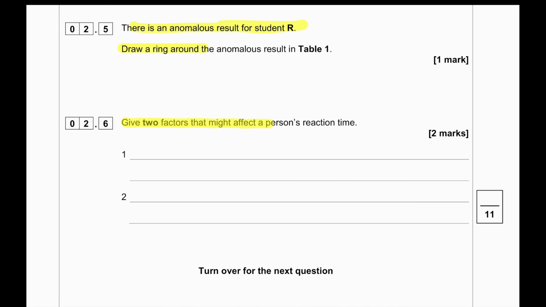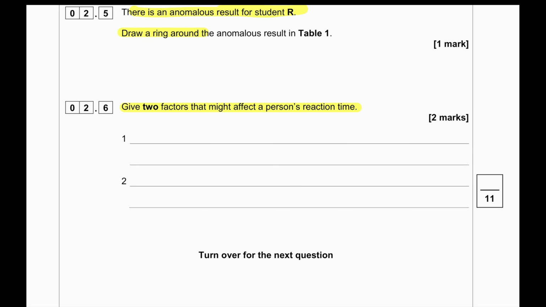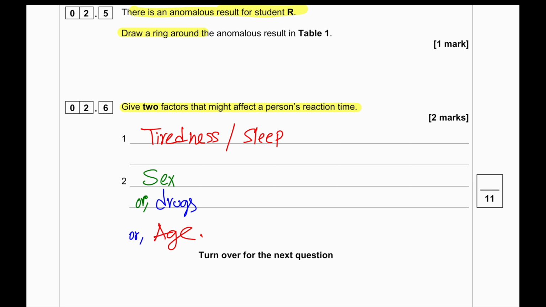Give two factors that might affect a person's reaction time. So if a particular person has taken any kind of medicine or the person is tired, their reaction time will be slower. Gender, or basically the sex of the particular person, can also affect their reaction time. Age of the person, and their use of any kind of drugs, either recreational or medical drugs.